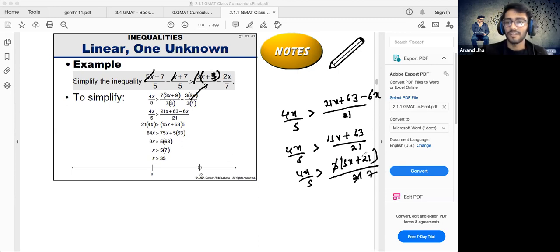So you got this. Then you cross multiply: 7 into 4x, 28x greater than 5 into 5x plus 21. If you solve it, you'll get x greater than 35. So this is just basics. Just solve the equation and you see accordingly.